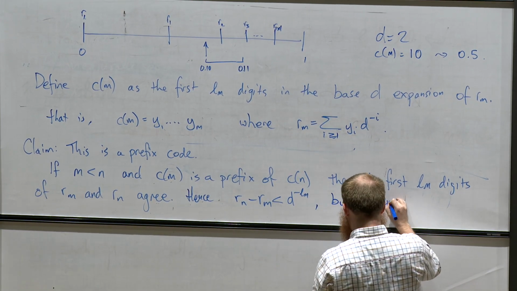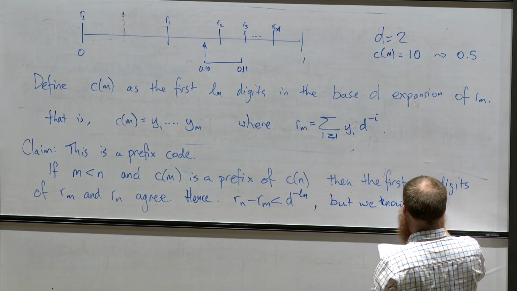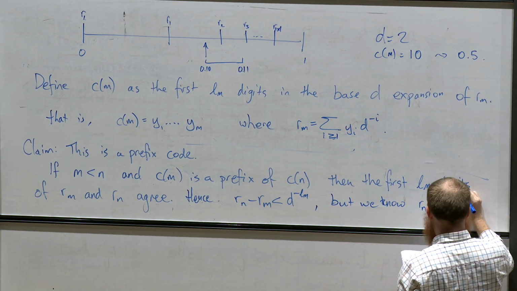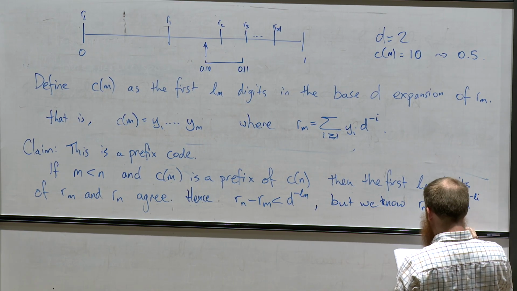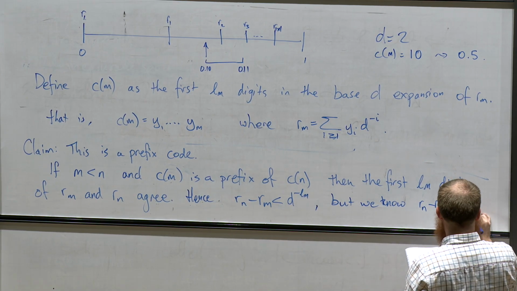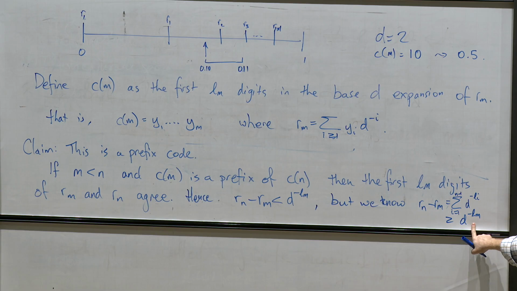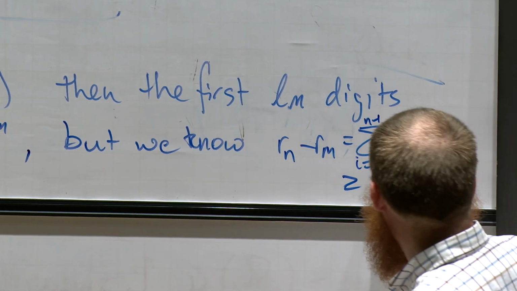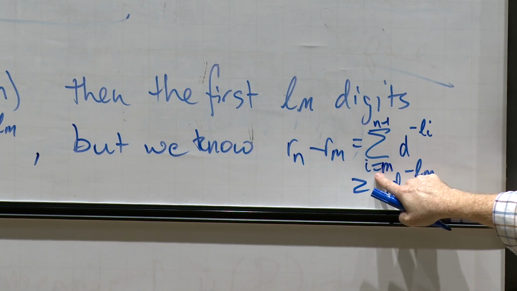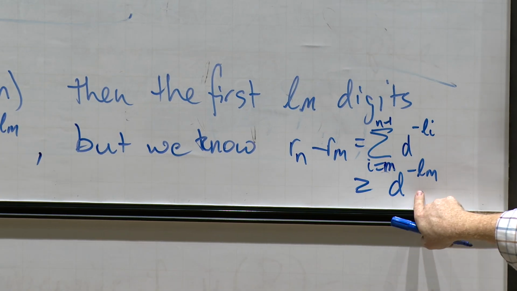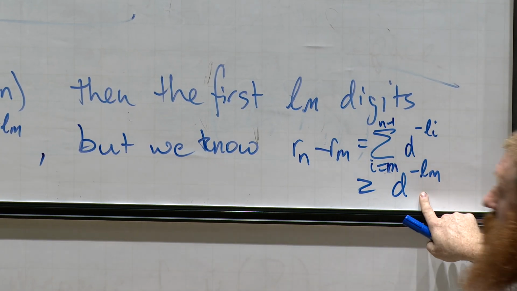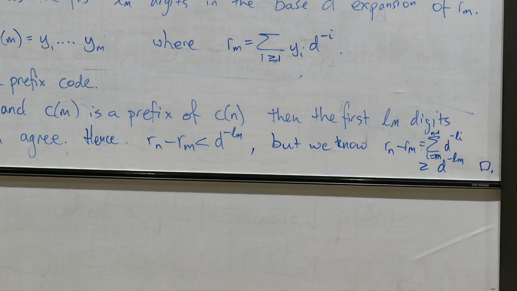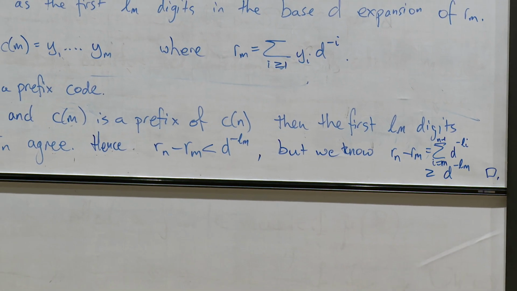But we know that Rn minus Rm, which is the sum for i from m to n minus 1 of d to the minus Li, is at least d to the minus Lm because everything's ordered. Sorry, it's from m there. So from m up, this term I must get this. Here's a crude bound. I look at those two and I have a contradiction. Done. So we've now proved the Kraft-McMillan inequality, and conveniently we've also constructed a code.